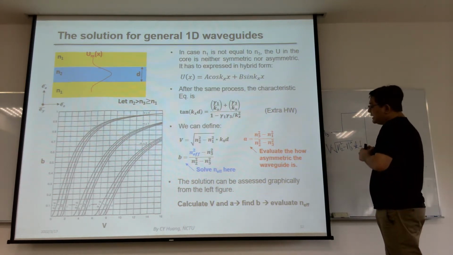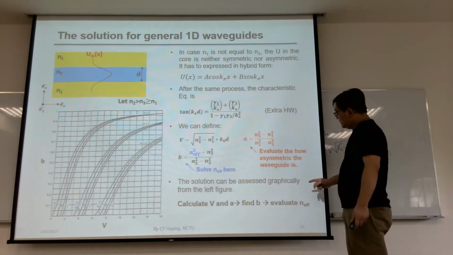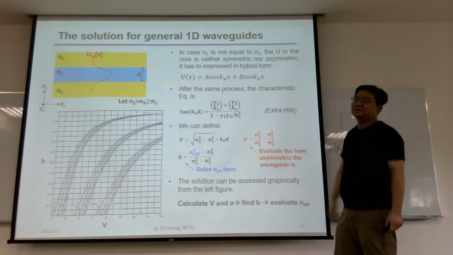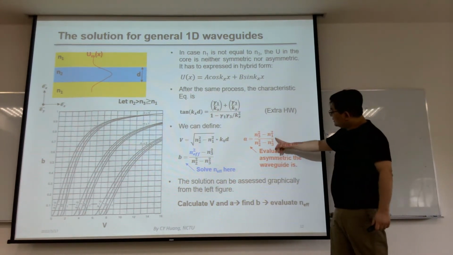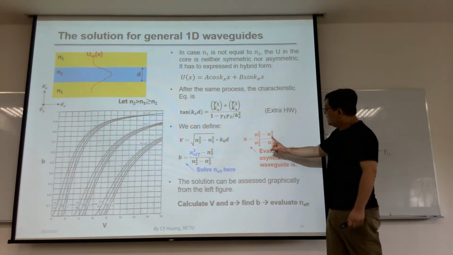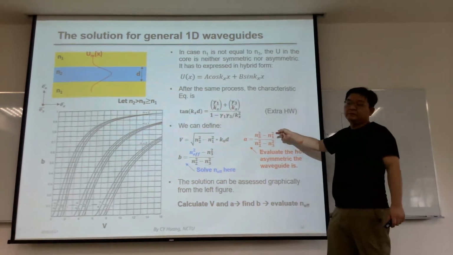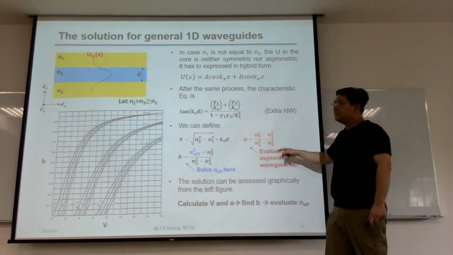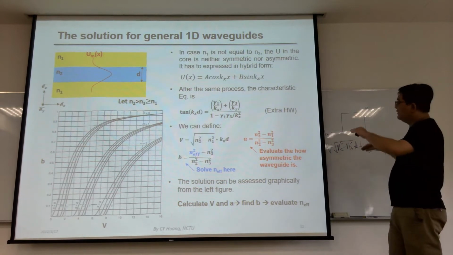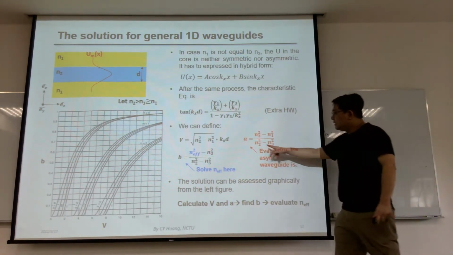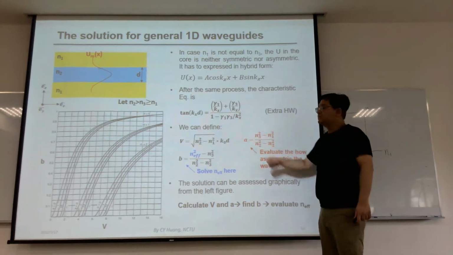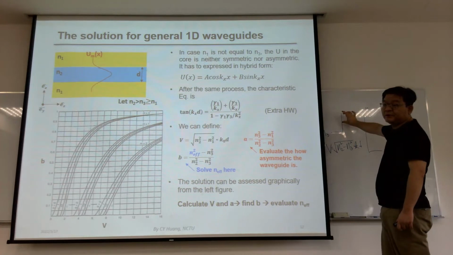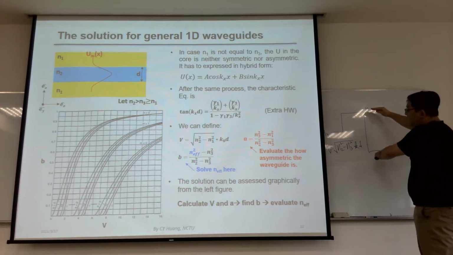Okay. Second is the asymmetry, how asymmetric such a waveguide is. So the numerator is N3 squared minus N1 squared, normalized to N2 squared minus N3 squared. So if it is symmetric, if N3 equals N1, then A is 0.